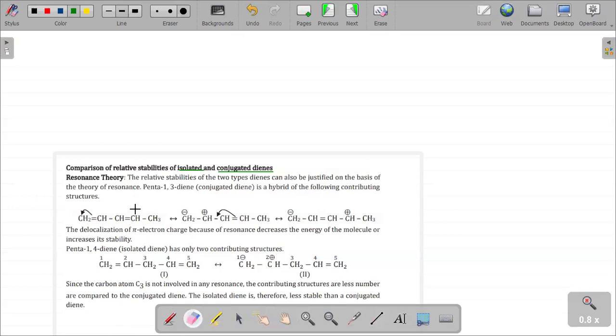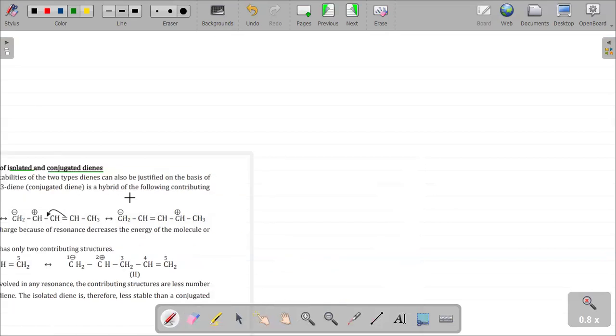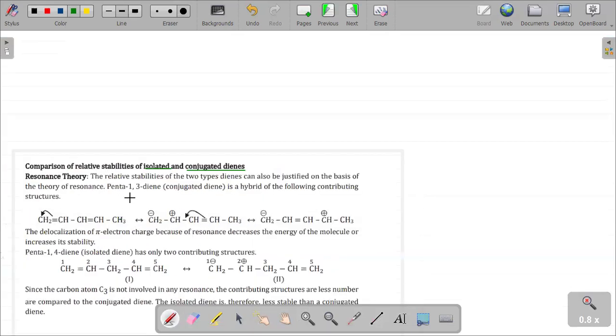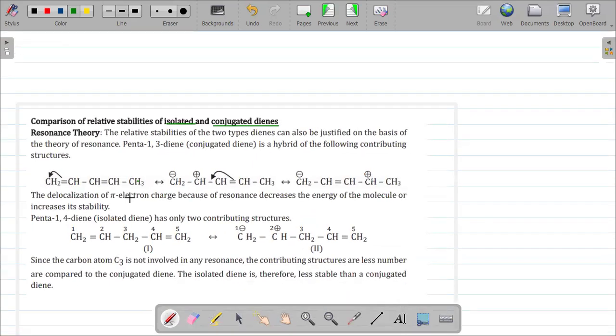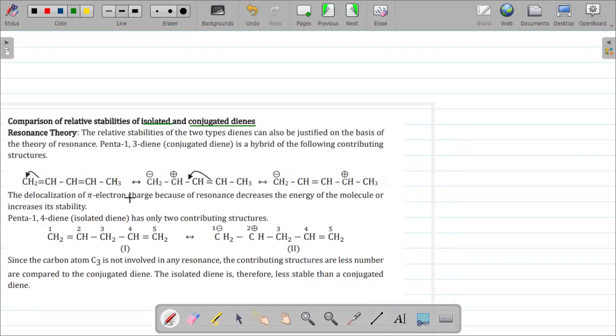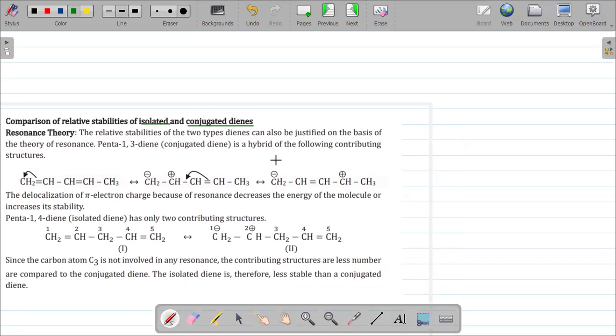Okay. Now we are moving towards the main slide. So it is all about the comparison of the relative stabilities of the isolated and the conjugated dienes, right? So there is a resonance theory. First of all, we compare the two examples of the isolated as well as the conjugated diene.